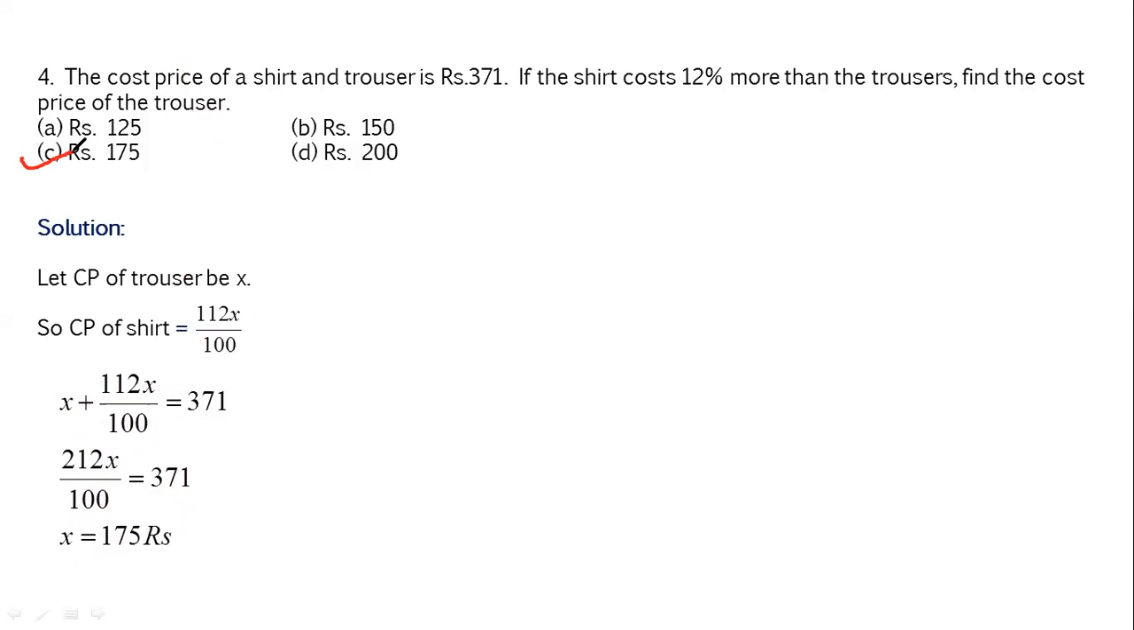Okay, simple numerical is there. Nothing hi-fi is asked. Simple thing. So first read the example carefully. Assume the CP of trouser, calculate the CP of shirt, and the total cost is given to you. So from that you can calculate the unknown.